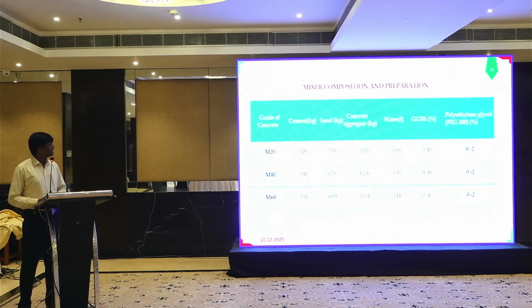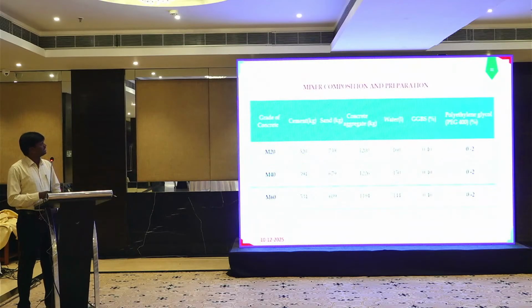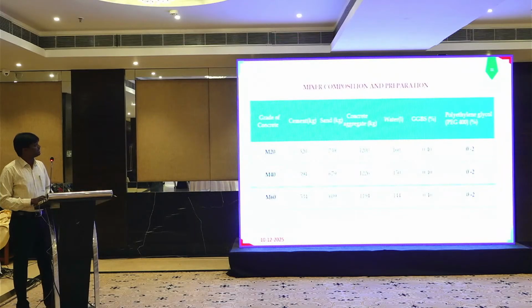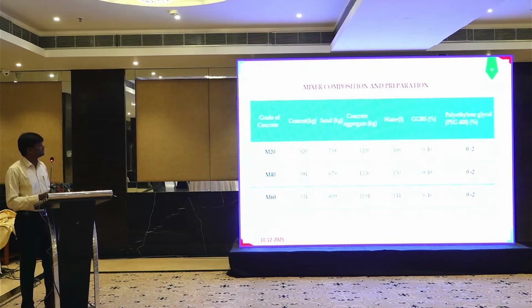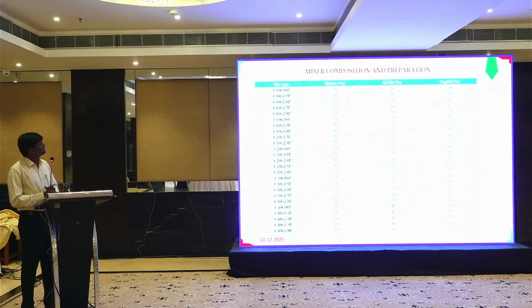I have taken only 3 grades, M20, M40 and M60. The last two columns indicate the variation of the GGBS and polyethylene glycol. GGBS is varying from 0 to 40%, and polyethylene glycol is varying from 0 to 2%. This is the mix combinations; a total of 25 mix combinations are there. The first term indicates the mix type, C is cement, the next number indicates the GGBS, and the next number indicates the polyethylene glycol. So GGBS is the replacement, and PEG is the additional material to the mix types.